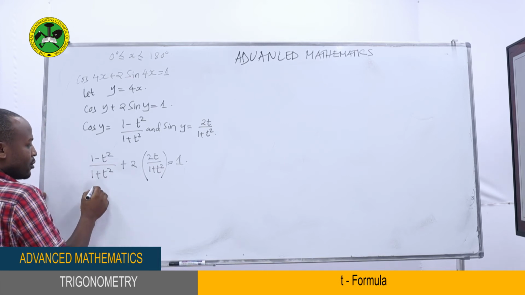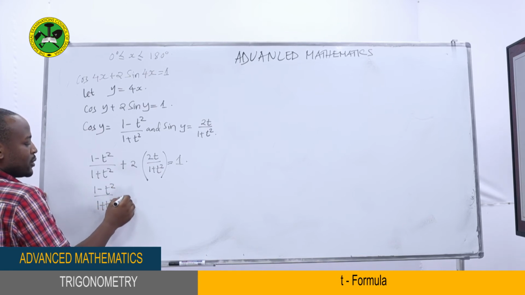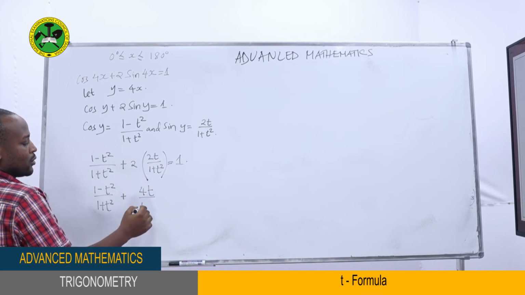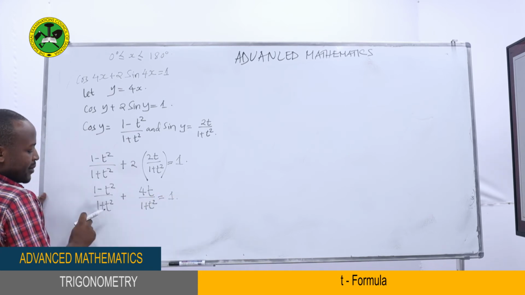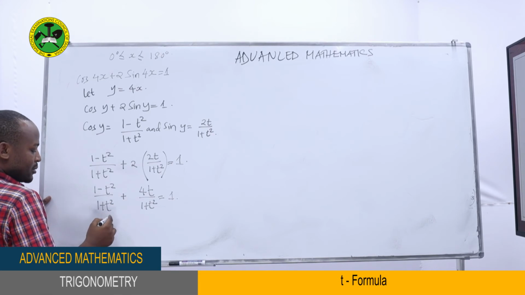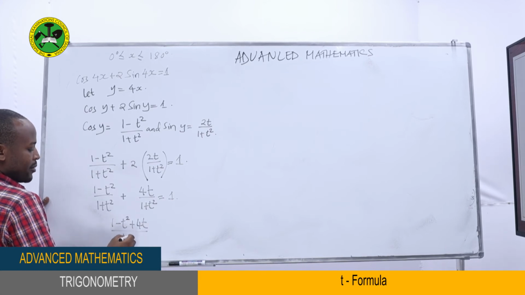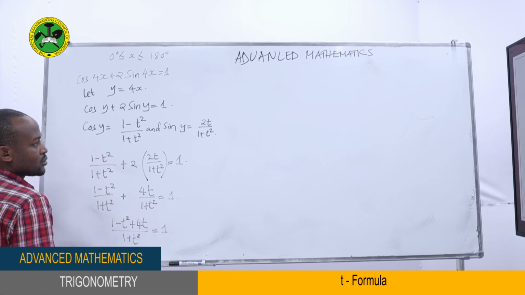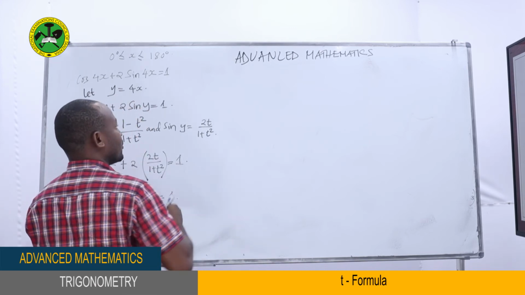Now let's simplify that. We are going to have (1 - t²)/(1 + t²) + 4t/(1 + t²) = 1. But remember, this and that have the same denominator, which means we can just add. Then we are going to have (1 - t² + 4t)/(1 + t²) = 1. Now let's simplify that more.